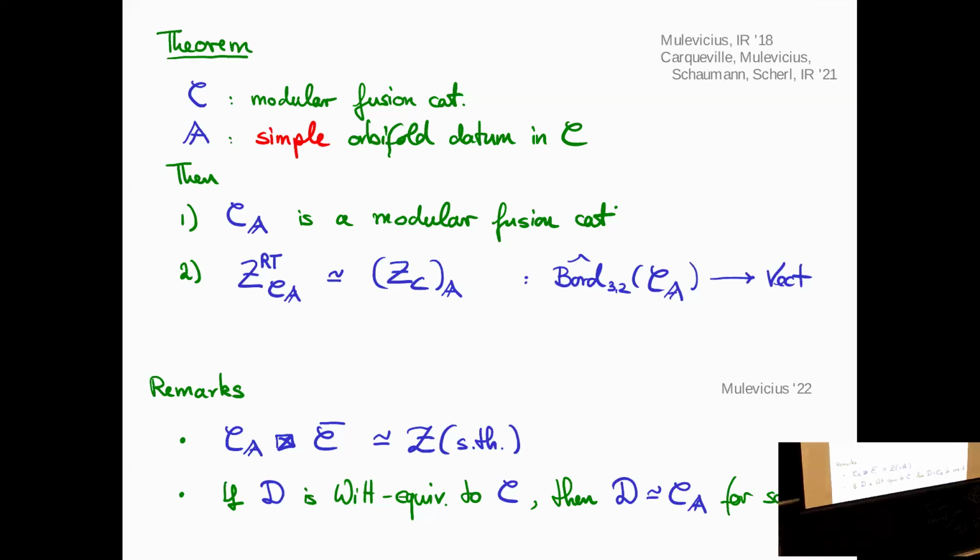And the second point, which is important, is that if you have any two modular categories which are Witt equivalent, then you can always find orbifold data in one such that the orbifold is the other. So it's sort of a transitive operation.